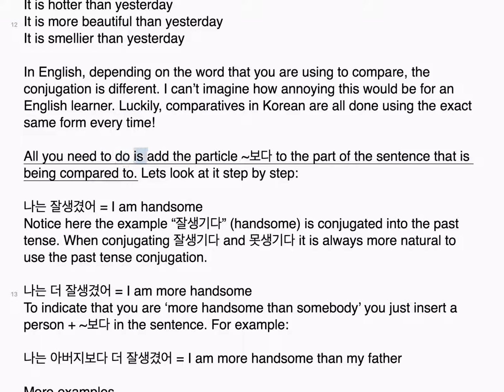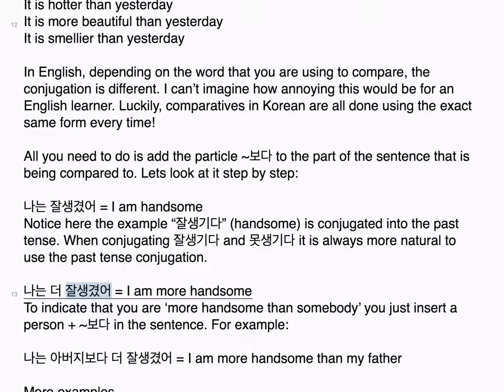All you need to do is add a particle 보다 to the part of the sentence that is being compared to. Let's look at it step by step. 나는 잘생겼어. I am handsome. Notice here in the example, 잘생기다, handsome, is conjugated into the past tense. When conjugating 잘생기다 and 못생기다, it is always more natural to use the past tense conjugation.